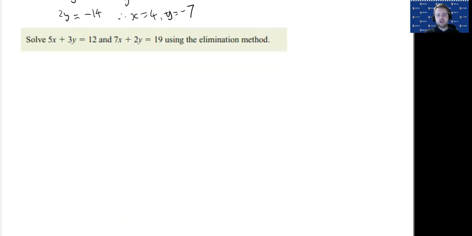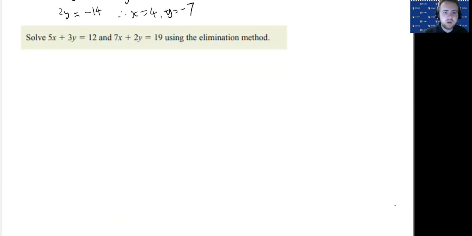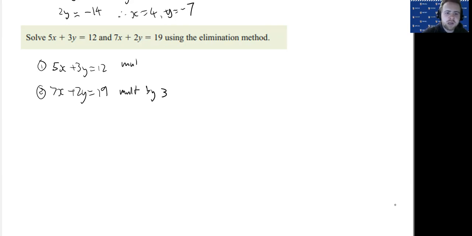Okay, let's look at another example here. So this time we've got 5x plus 3y equals 12. Call that equation 1. We've got 7x plus 2y equals 19. So in this one, unfortunately, we can't just multiply one equation to get the things to match up. What I'm going to do is multiply equation 2 by 3, and I'm going to multiply equation 1 by 2, okay?